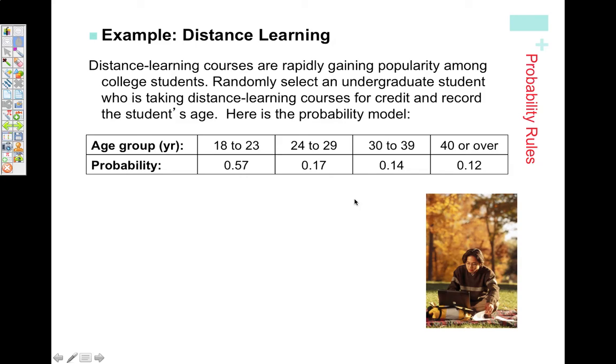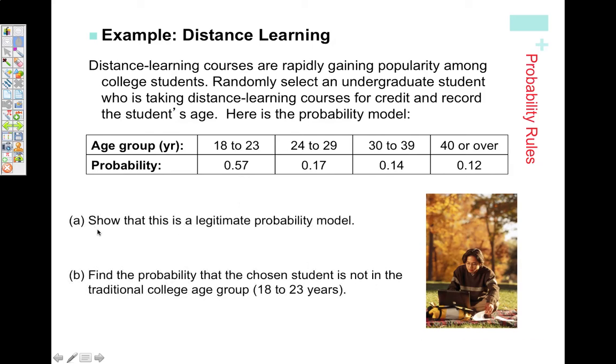So here is a probability model for distance learning courses and different ages that are in college. So the probability of somebody who's 18 to 23 taking a distance learning course is 0.57. So we want to do two things. Show that this is a legitimate probability model, and then find the probability that a chosen student is not in the traditional college age group. That would be 18 to 23. Well, how do we do that? Well, pause the video and see if you can do this in your notes right now.